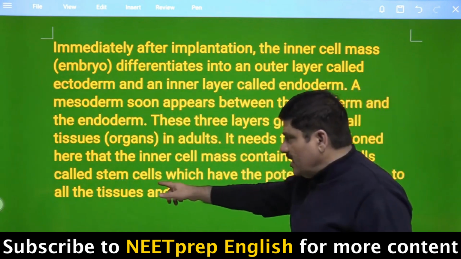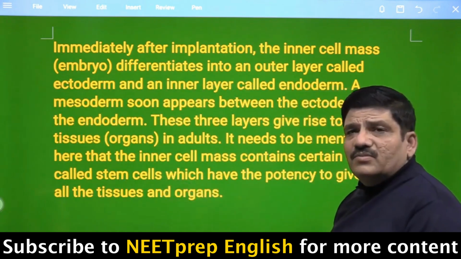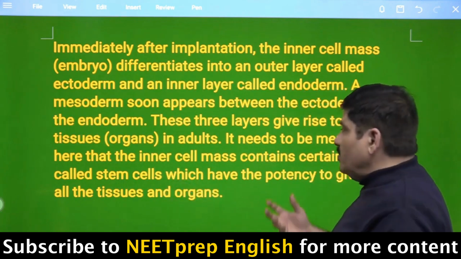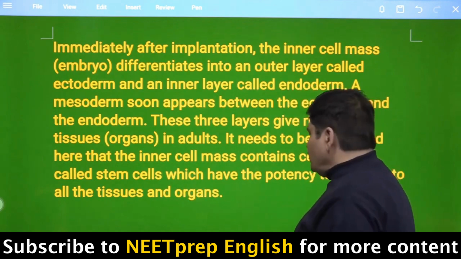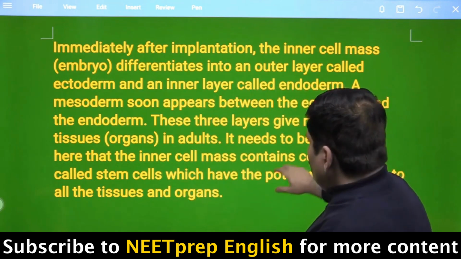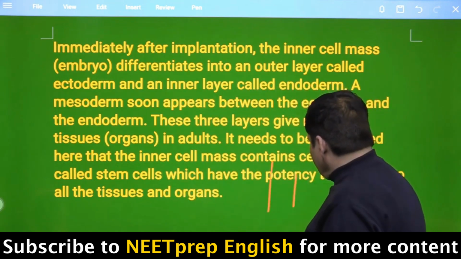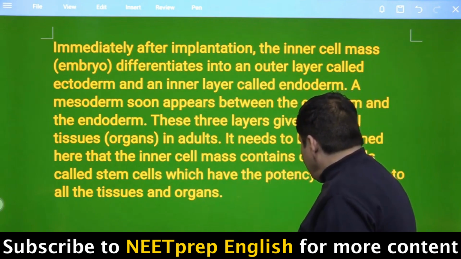Now it is very easy to understand that they will have some stem cells that may be pluripotent stem cells. You know what is pluripotency. I hope this paragraph is now absolutely clear. So moving further, just give me a minute.